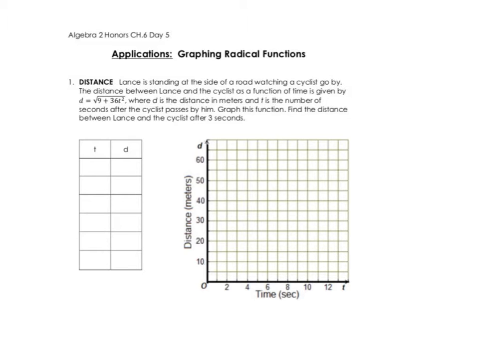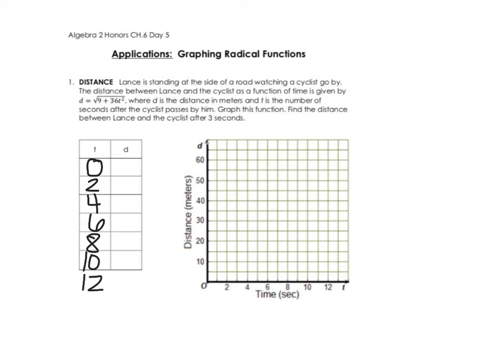So we know that we're dealing with time in seconds and distance in meters. So what we want to do is plug numbers in for t and solve for d. So we're going to plug in 0, 2, 4, 6, 8, 10, and even 12 because we see that our x-axis goes by 2's and it goes up to 12. So we're going to plug all those values in for t and solve for d.